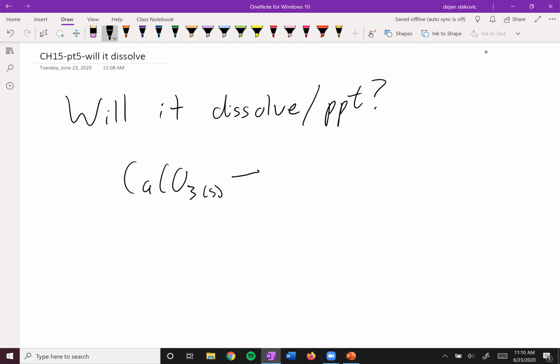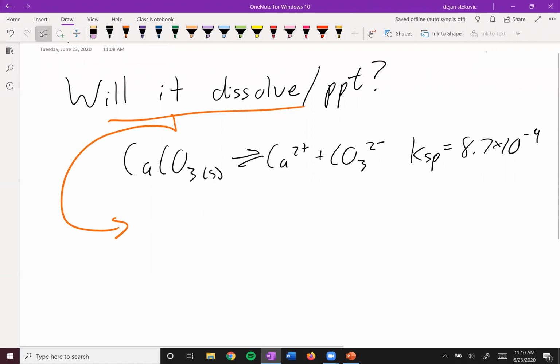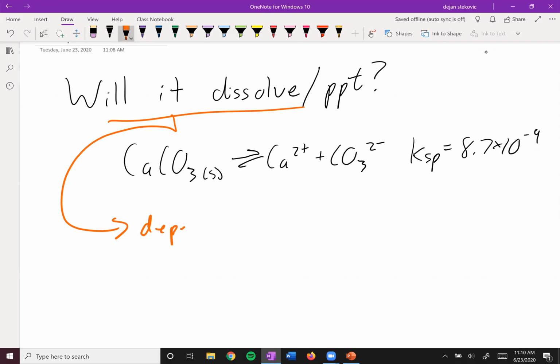This is a solid. It can dissociate into calcium 2 plus and carbonate 2 minus. And then we can have a KSP value for it, 8.7 times 10 to the negative 9. And so the question of will it dissolve or will it precipitate is about which way of this equilibrium you are going to go. Are you going to shift to the left or to the right? This all depends on the current concentration, which is our Q value.